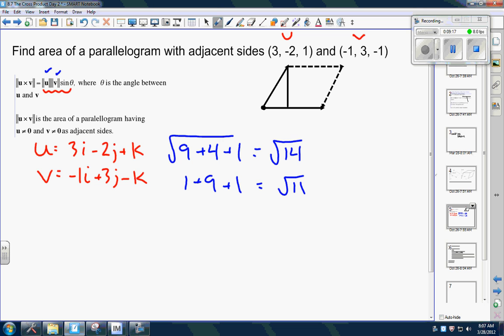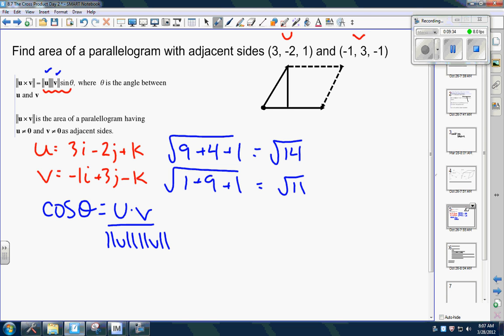So I've got this and I've got this. Now, sine of theta. I don't know what theta is, so I'm going to go back to our old formula here and find it. We know cosine is the dot product over the magnitudes. I already got the magnitudes. I just simply need to do a dot product now. So this is negative 3 minus 6 minus 1 all over my magnitudes. So that gets me to negative 10 over square root of 14 square root of 11.